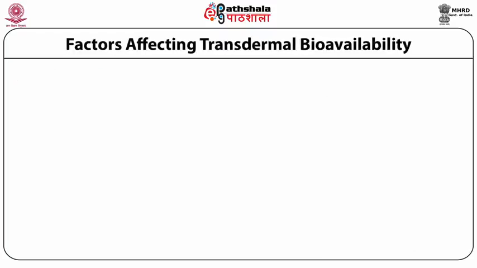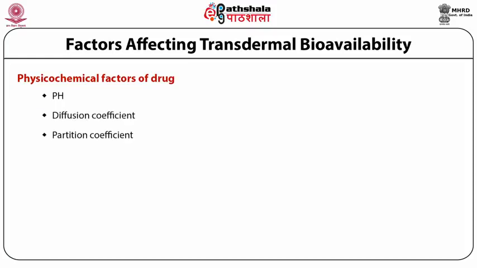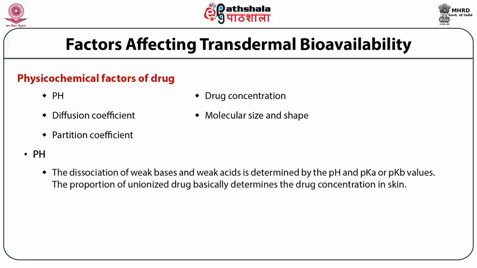The next set of factors are referred to as the physicochemical factors of the drug. The primary amongst them are the pH, diffusion coefficient, partition coefficient, drug concentration, molecular size, and shape. Beginning with the pH, the dissociation of weak bases and weak acids is determined by the pH and pKa or pKb values. The proportion of unionized drug basically determines the drug concentration in skin.